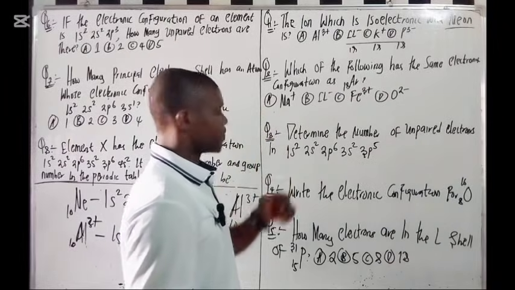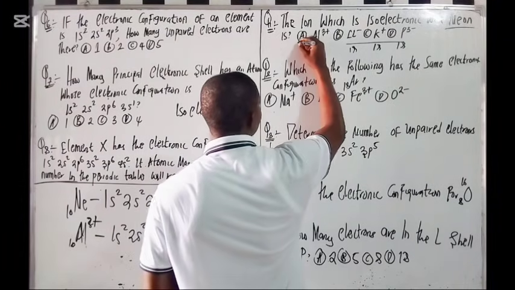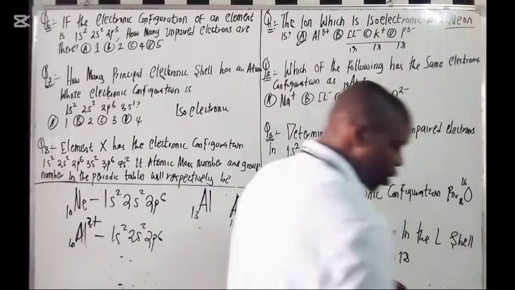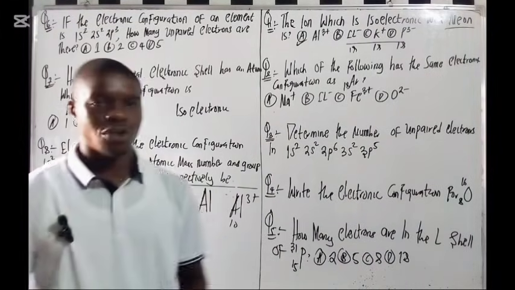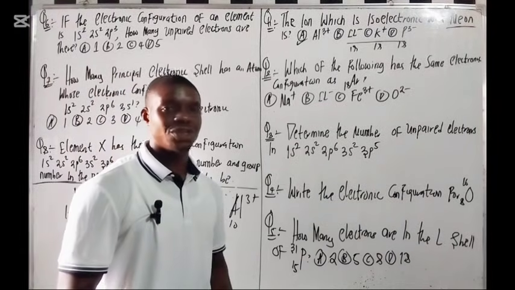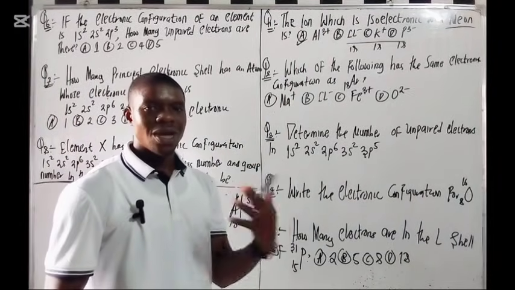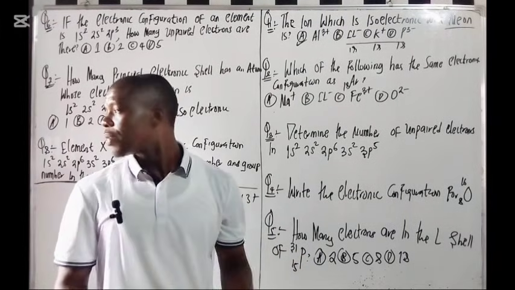So the correct option is A. Just that. The correct option is A. Please, if you understand the first one here, leave a comment that you understand. Now, if you need a complete video, leave a comment that you need a complete video so that you can understand this better: how to write electron configuration and quantum numbers.